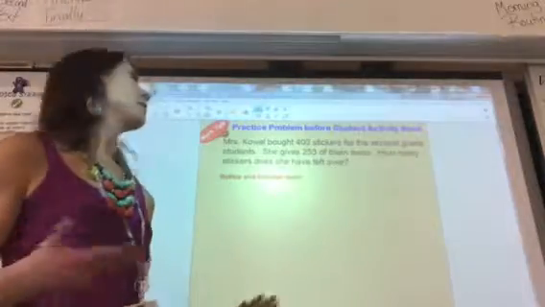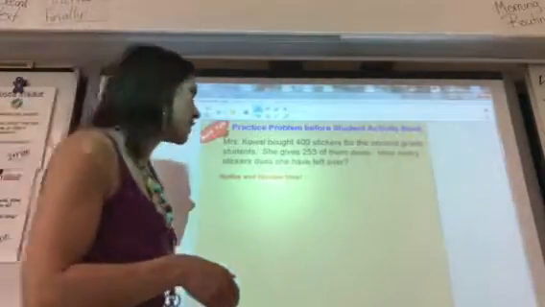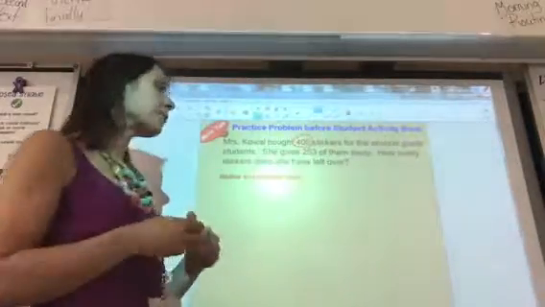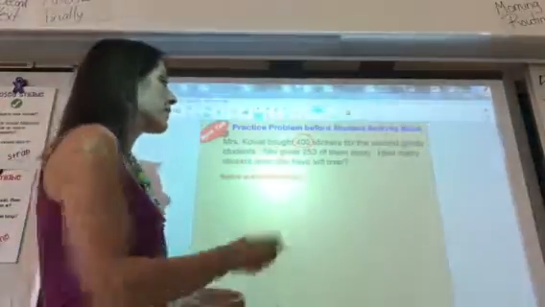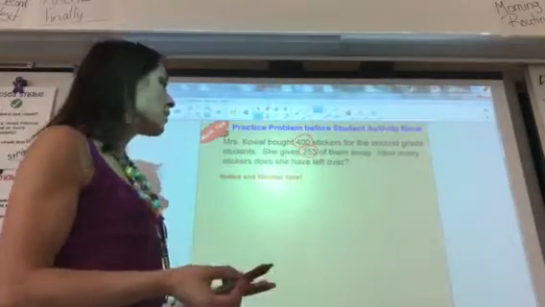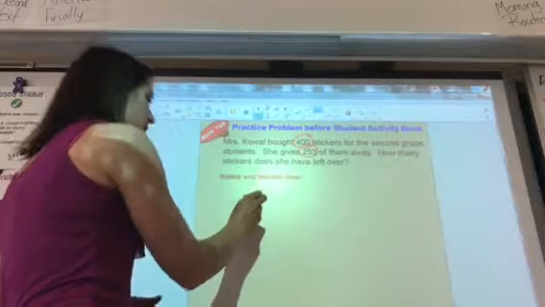Here's an example problem. Mrs. Kowal bought 400 stickers for the second grade students. I'm going to circle 400. She gives 253 of them away. Circle 253. So how many stickers does she have left over?